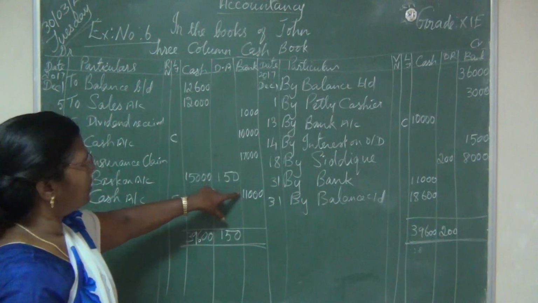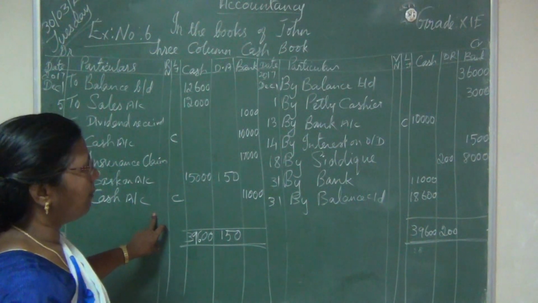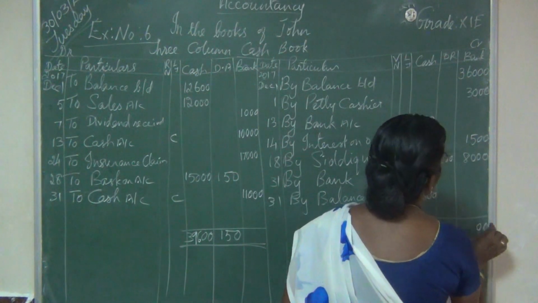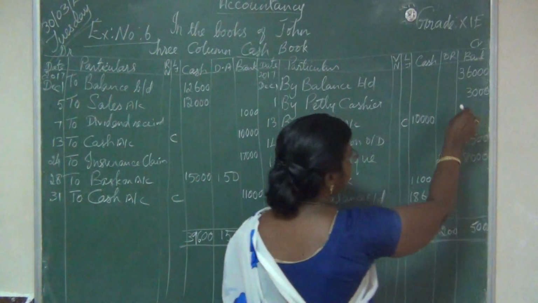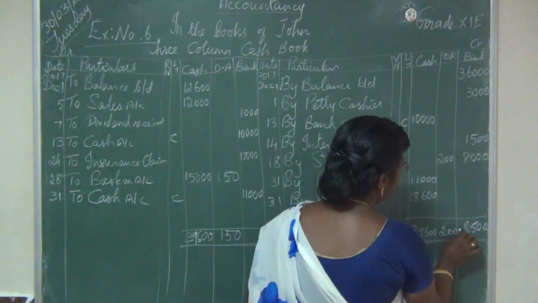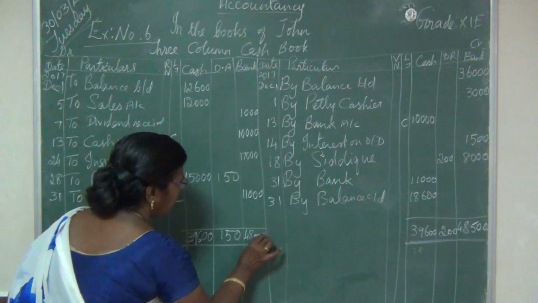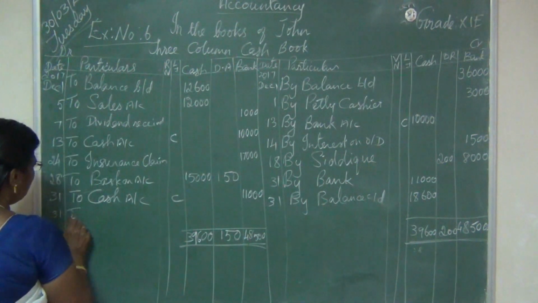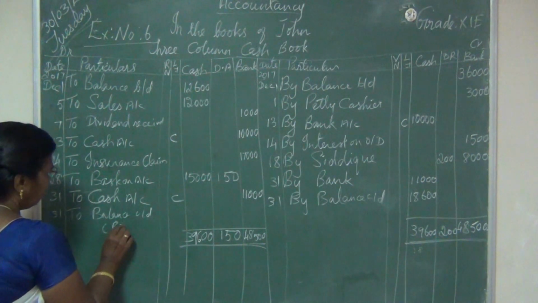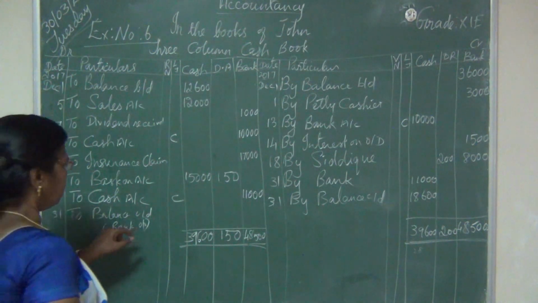Okay, now you balance the bank account. Bank column. Here it is 30,000. There it is more, isn't it? So a debit balance we are going to get. Bank overdraft. Okay, so first you add this one. The total is 48,500. Now you write the balance. Balance carry down. Bank overdraft. Okay, not a debit balance. Okay, it is bank overdraft.